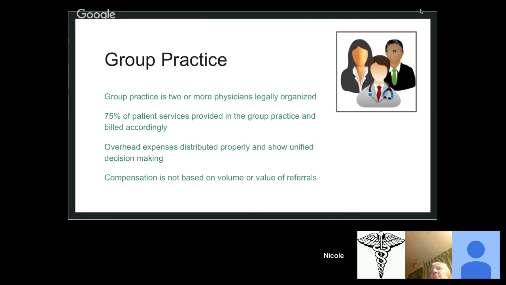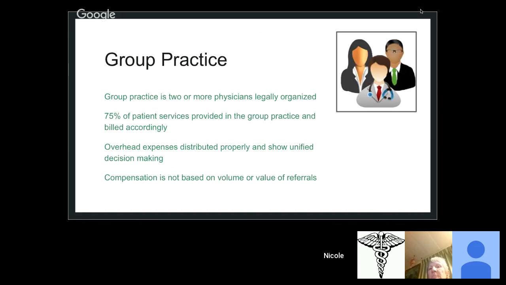As mentioned before, there are exemptions to the Stark laws. A group practice is one of the most common exemptions from the Stark regulations. Some of the defining characteristics of a group practice, as required by the mandate, are that there must be 2 or more physicians legally organized together, where they provide at least 75% of their patient services within the practice.